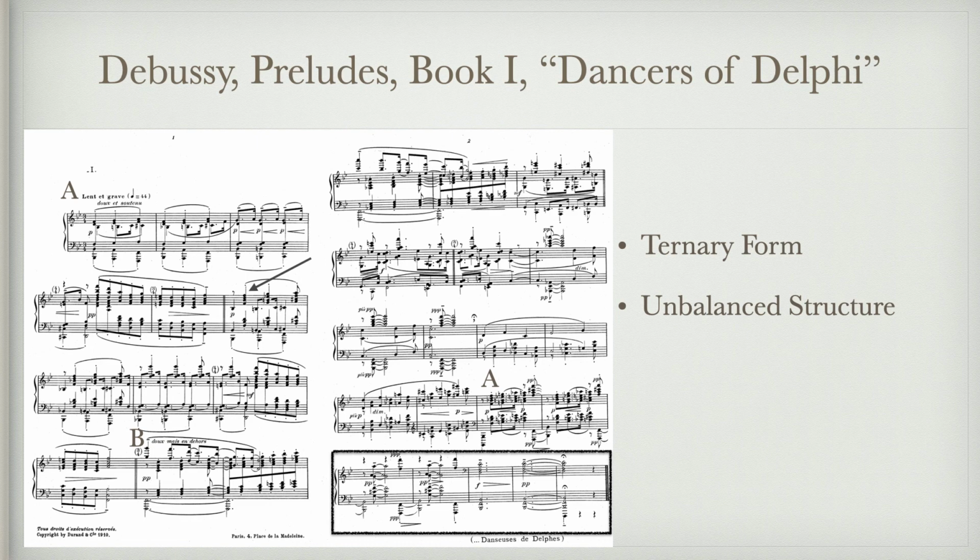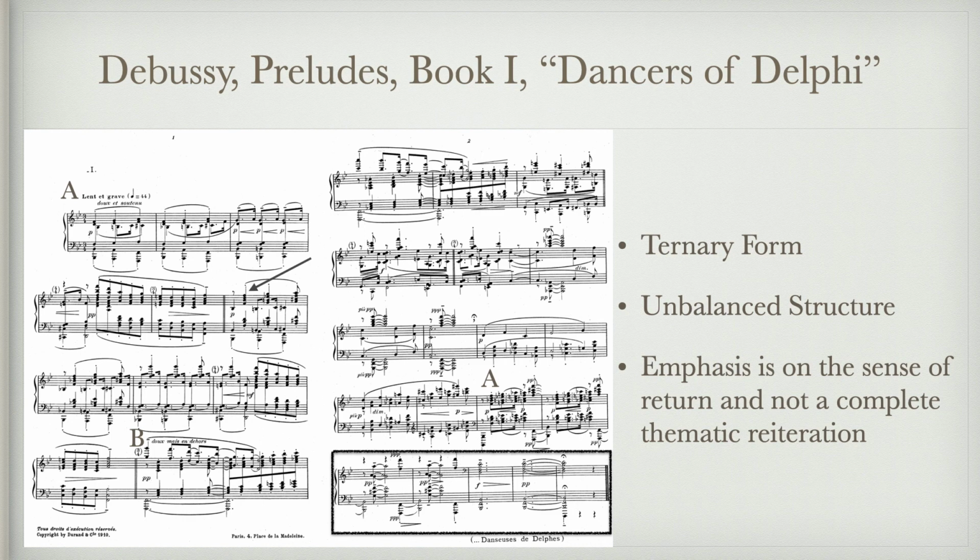So that A section is not equivalent in length to the final A section. And the B section isn't really proportional to either of the A sections. So this makes this piece a little bit more confusing to analyze the structure because it isn't nicely broken down into 4, 8, or 16 bar phrases.